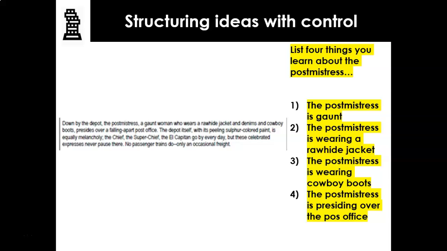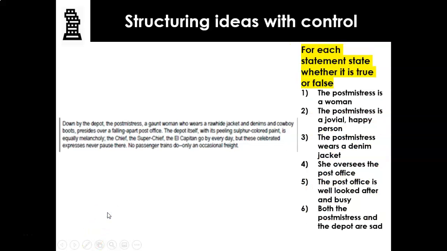Now, you could have said denims. The postmistress is wearing denims. That would have been right. But I just wanted to pick up on this detail. The postmistress is presiding over the post office. Now, here you go. So preside, this lovely word, this idea that she almost sees herself as president. She's in charge of the post office. This woman is the boss. So give yourself a mark out of 4 for those. Brilliant. And then we're going to look at the next task.